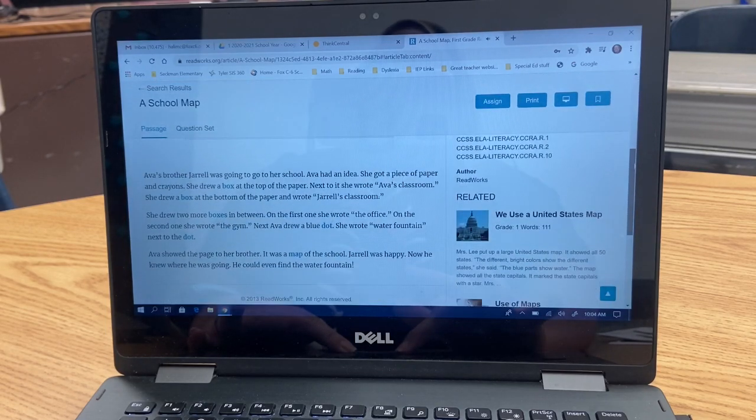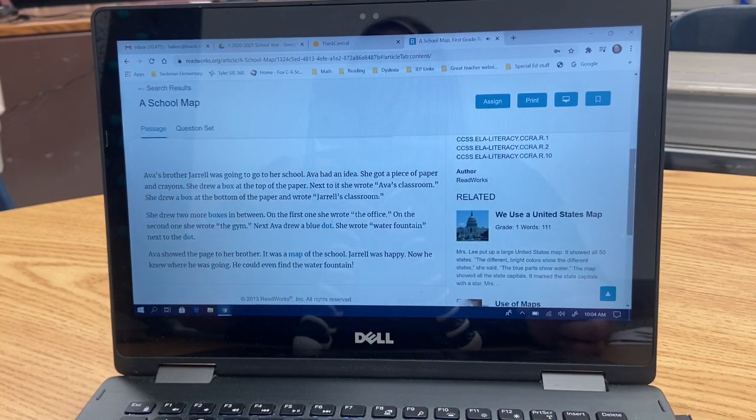Ava had an idea. She got a piece of paper and crayons. She drew a box at the top of the paper. Next to it, she wrote Ava's classroom. She drew a box at the bottom of the paper and wrote Jarrell's classroom. She drew 2 more boxes in between. On the first one, she wrote the office. On the second one, she wrote the gym.